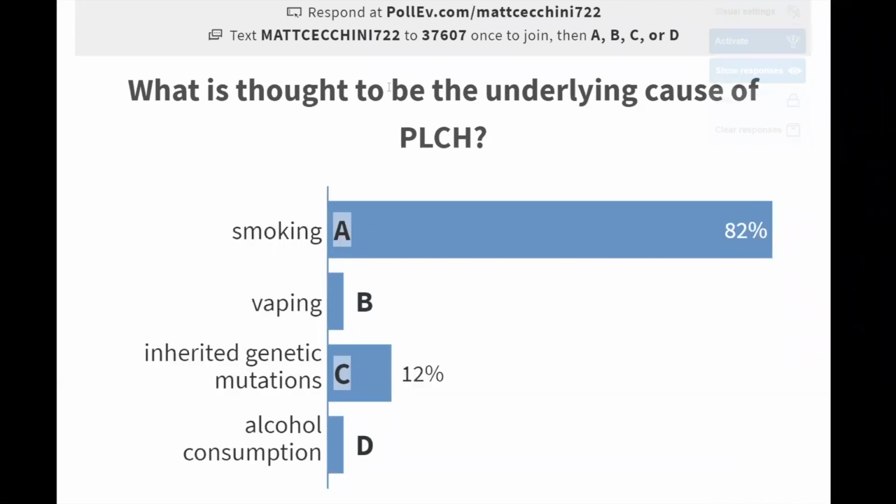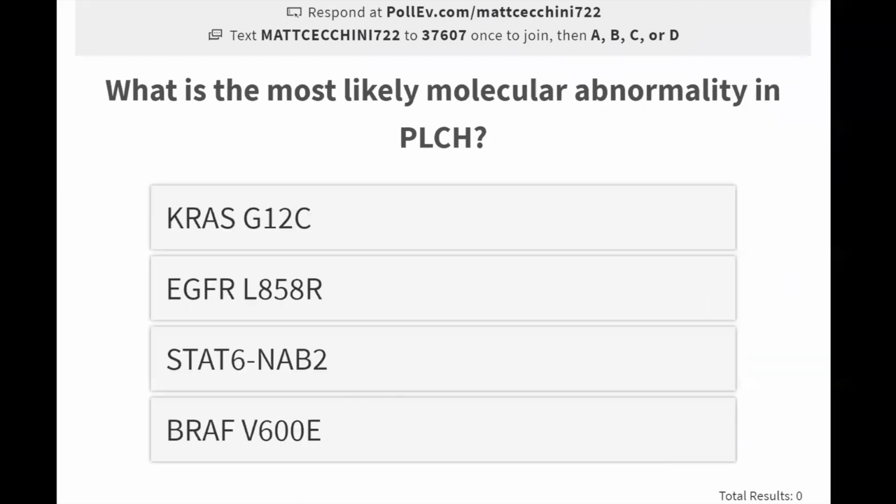Good job. So yeah, that is right. This is a smoking-related disease. Smoking is thought to be the underlying cause of this in many cases. But these can actually be neoplastic. And so what is the most likely molecular abnormality that we can see in a subset of pulmonary Langerhans cell histiocytosis? Is it A, KRAS mutations of G12C? Is it B, EGFR mutations of L858R? Is it C, fusions between STAT6 and NAB2? Or is it D, BRAF mutations?